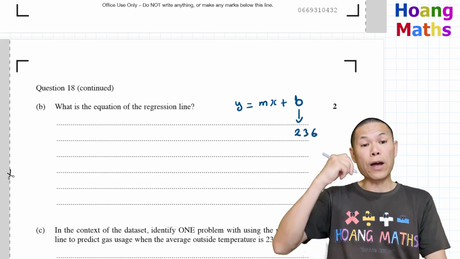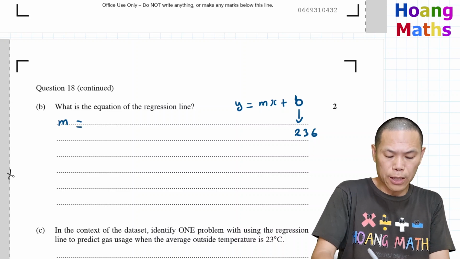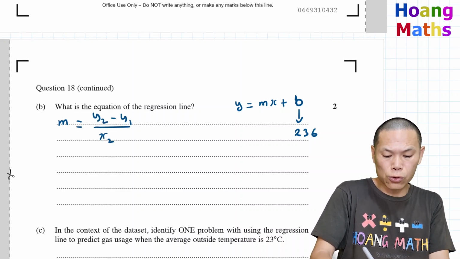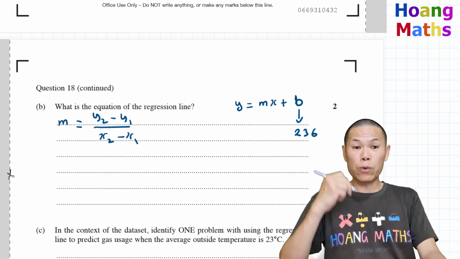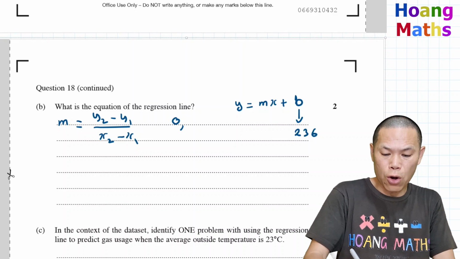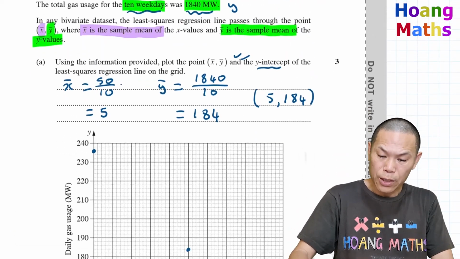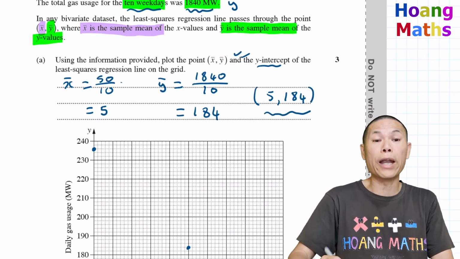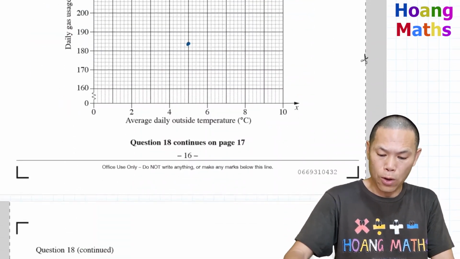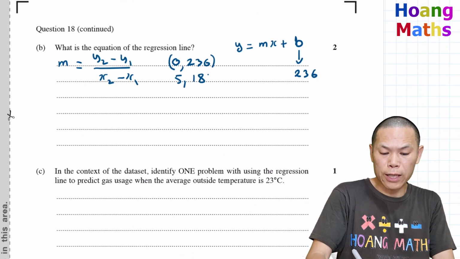236. And to find the gradient, we use the gradient formula. So m is y2 minus y1 over x2 minus x1. And we have 2 points. The first one is the y-intercept, 0, 236. And the other point is we already found it here. So 5 and 184. Let me just write this down. 5 and 184.